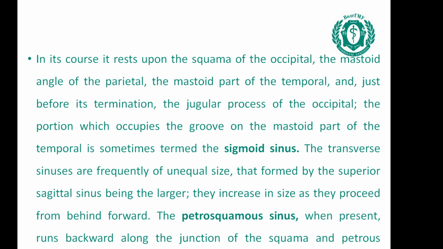In its course, it rests upon the squama of the occipital, the mastoid angle of the parietal and mastoid part of the temporal, and just before its termination, the jugular process of the occipital. The portion which occupies the groove on the mastoid part of the temporal is sometimes termed the sigmoid sinus. The transverse sinuses are frequently of unequal size, that formed by the superior sagittal sinus being the larger. They increase in size as they proceed from behind forward. The petrosquamous sinus, when present, runs backward along the junction of the squama and petrous portion of the temporal and opens into the transverse sinus.